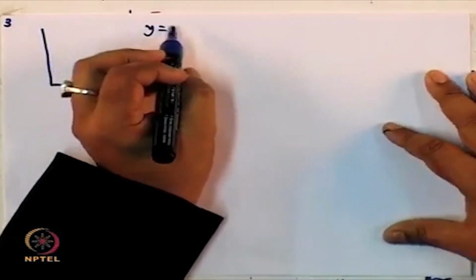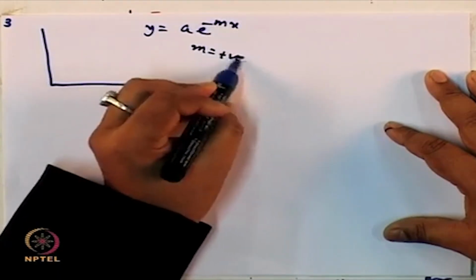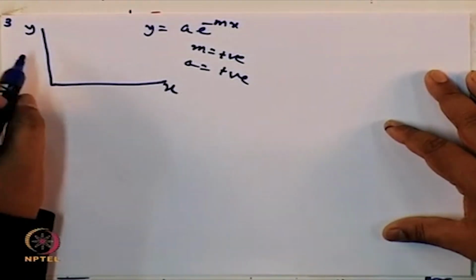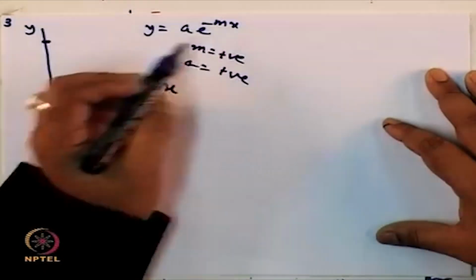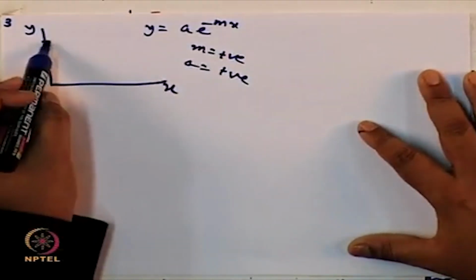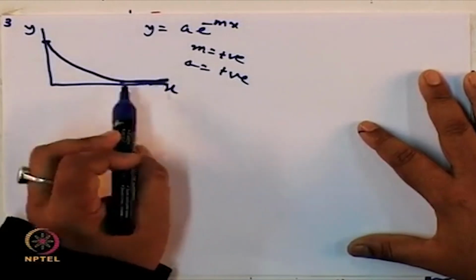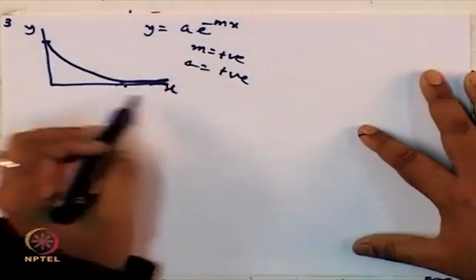In that case, your curve should look something like this. So, let us say we are plotting y is equal to a e to the power minus m x. I put the minus, so I can keep m as positive and a as positive. I know that at x equal to 0, it starts from y equal to a, and then as x tends to infinity, it tends to 0. So, your curve should look something like this. It should basically meet 0 only at x tends to infinity. So, it should not hit 0.